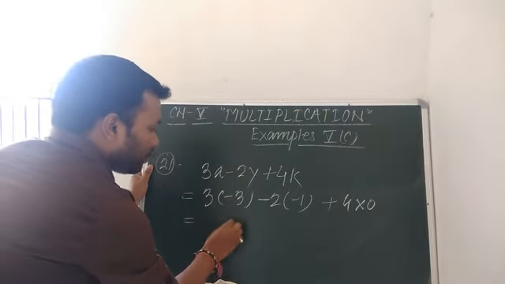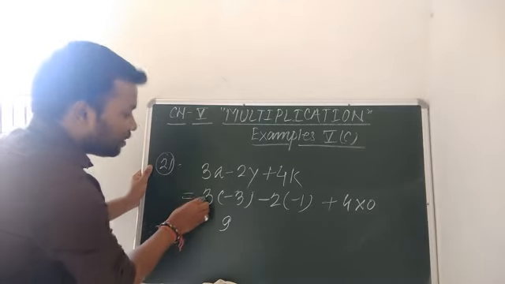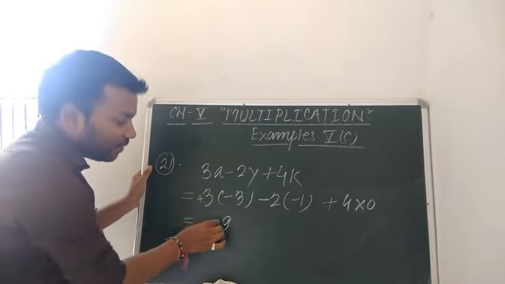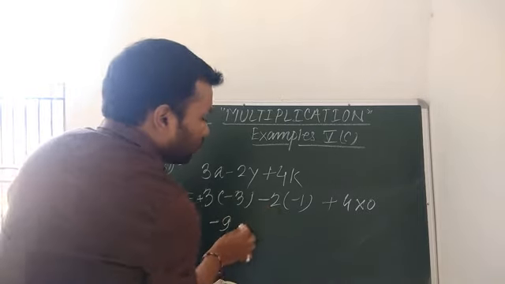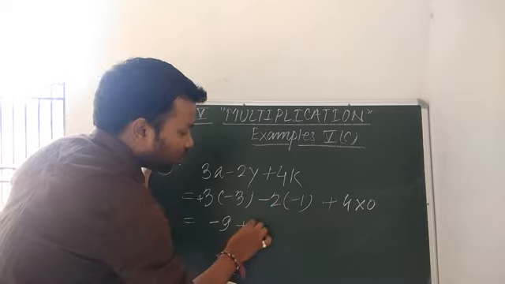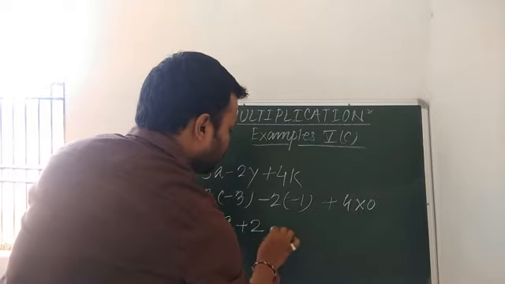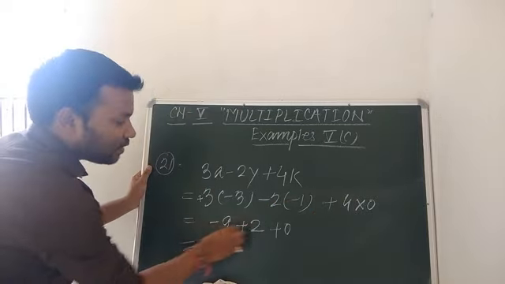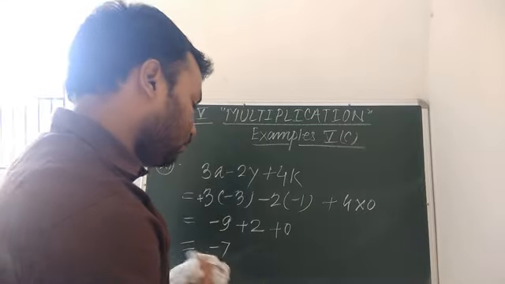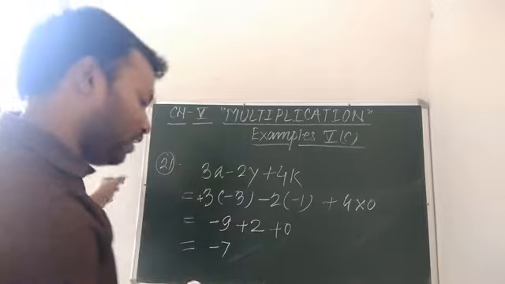So 3 into 3 is 9, and this is plus and this is minus, so the product of different signs will be negative. Now the product of the same sign, minus and minus, will be positive. 2 into 1 is 2, and 4 into 0 is 0. Minus 9 plus 2 will be minus 7 here. So that was our problem number 21.